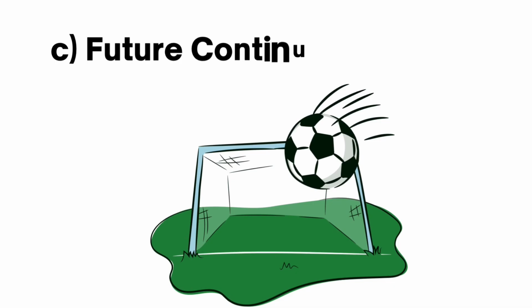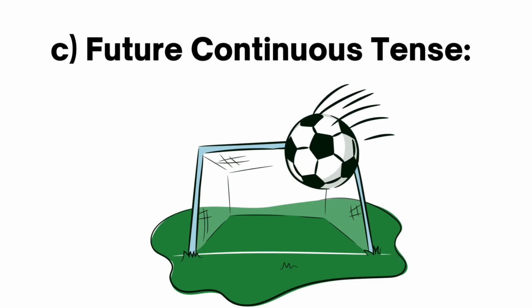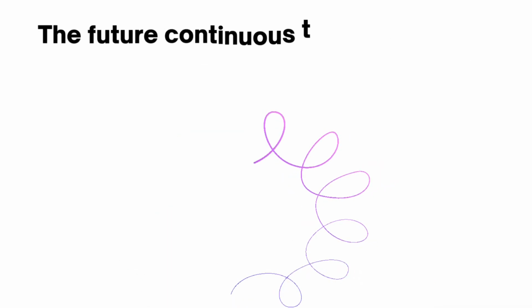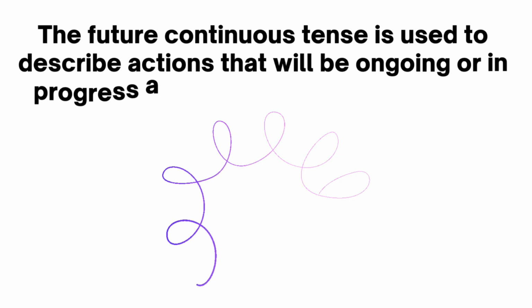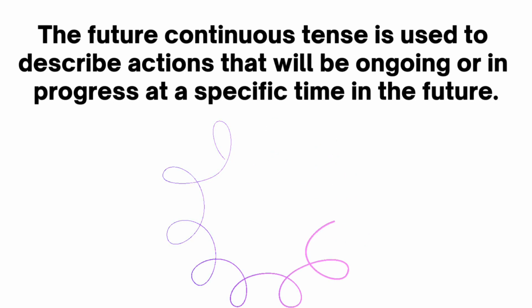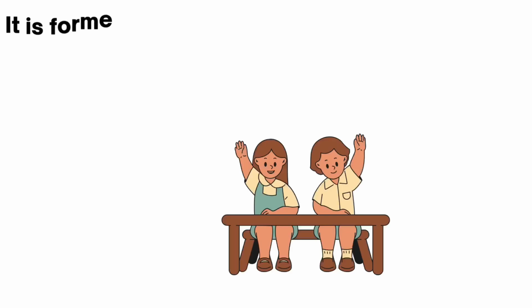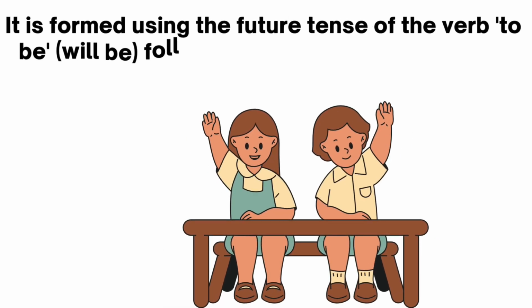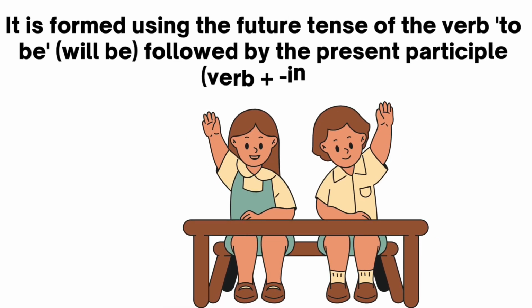Future continuous tense. The future continuous tense is used to describe actions that will be ongoing or in progress at a specific time in the future. It is formed using the future tense of the verb to be, will be, followed by the present participle, verb plus ing.